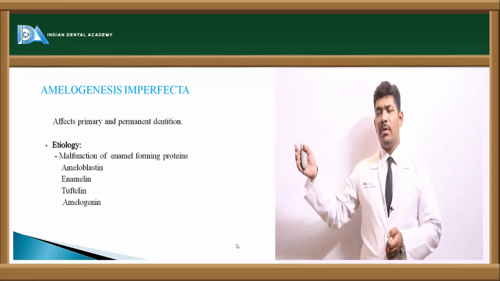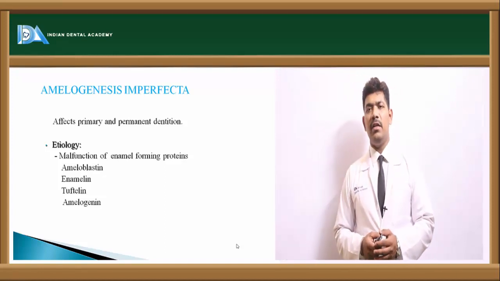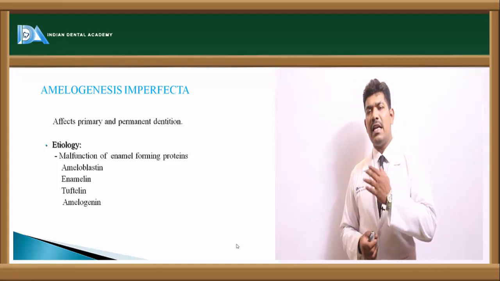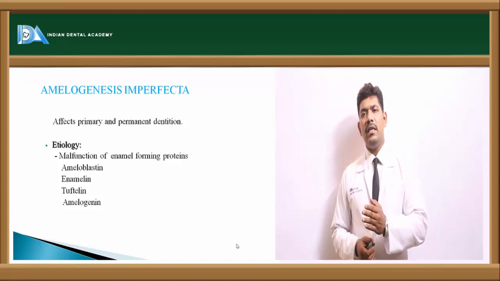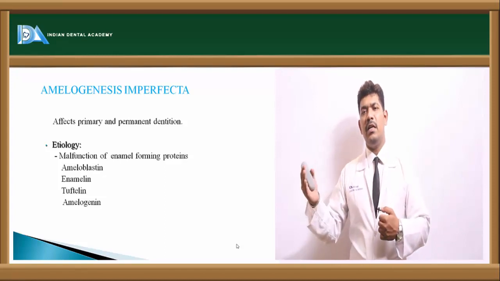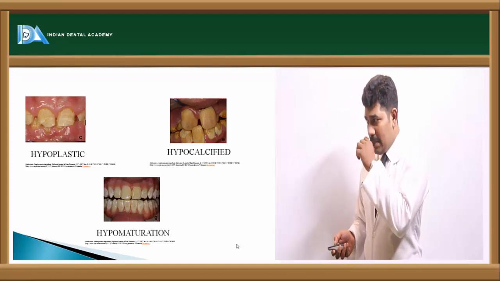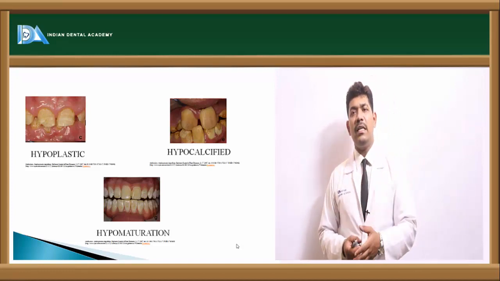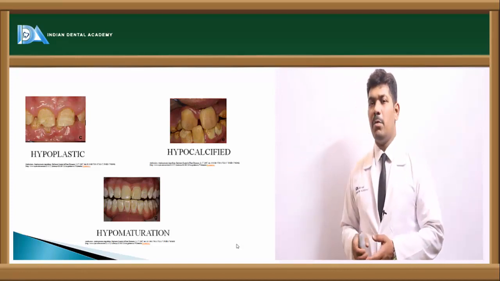Now we know the different enamel forming proteins: ameloblastin, enamelin, tuftelin, amelogenin. These are the various enamel forming proteins. So any malfunction of any of the proteins might result in disturbance in the enamel formation, which can take place at any particular stage, depending upon what kind of defect we see clinically. Now, in amelogenesis imperfecta, depending upon which stage of enamel formation is affected, we have three types: the hypoplastic, hypocalcified, and hypomaturation.